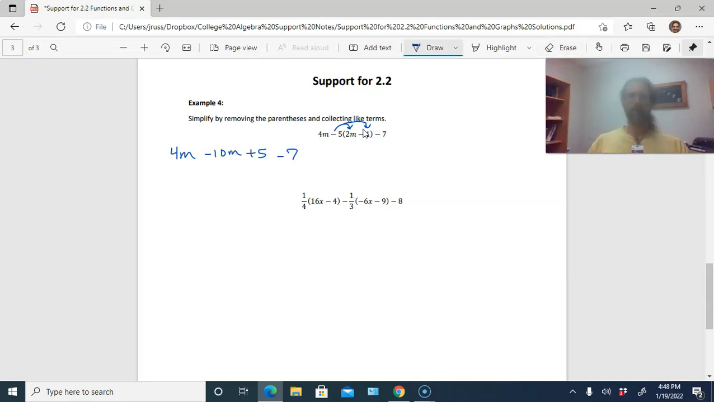Alright, so now that I've gotten rid of the parentheses, now what I'm going to do is look for any like terms that I can combine. Well, I see these first two, they both have m's. 4m minus 10m is going to give me -6m if I combine those. And furthermore, guys, we have a couple constant terms. We have a +5 minus 7, and that would give us a -2. So the answer, or the simplified expression, is going to be 6m minus 2.